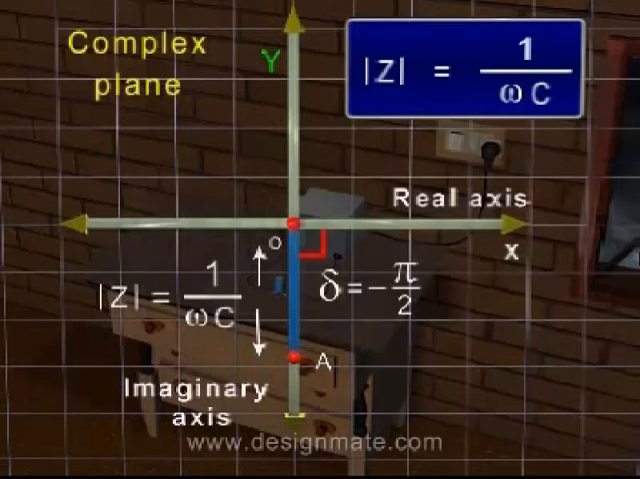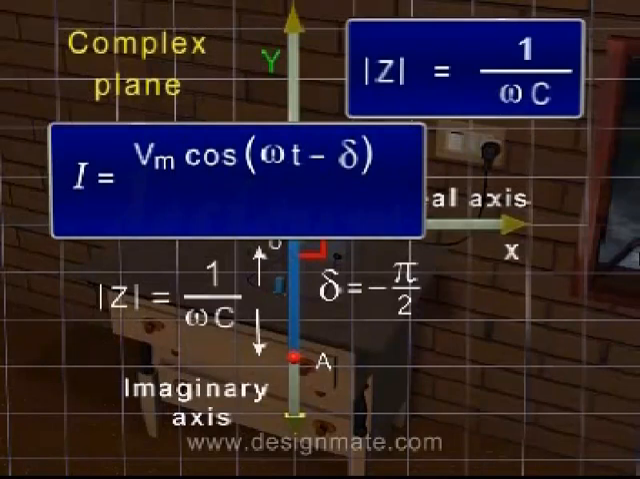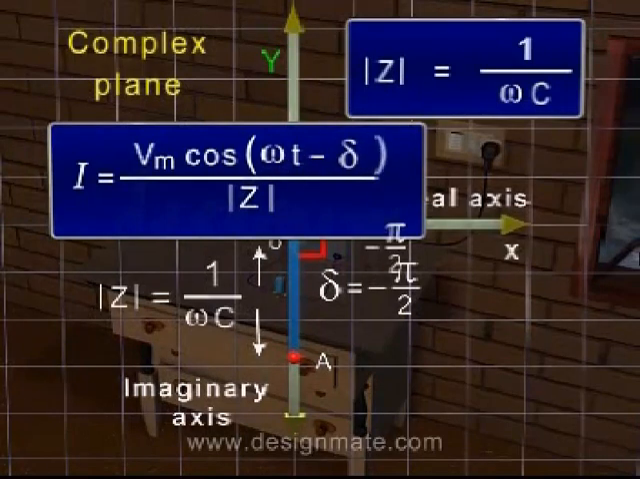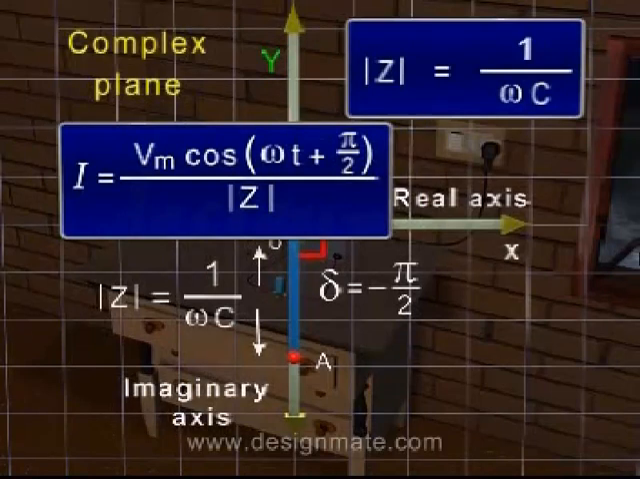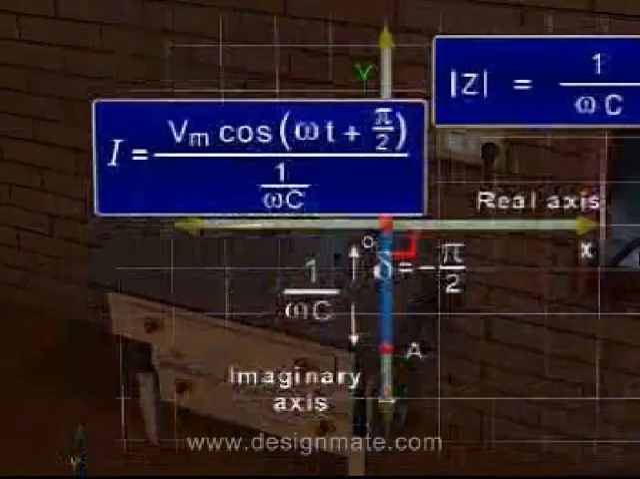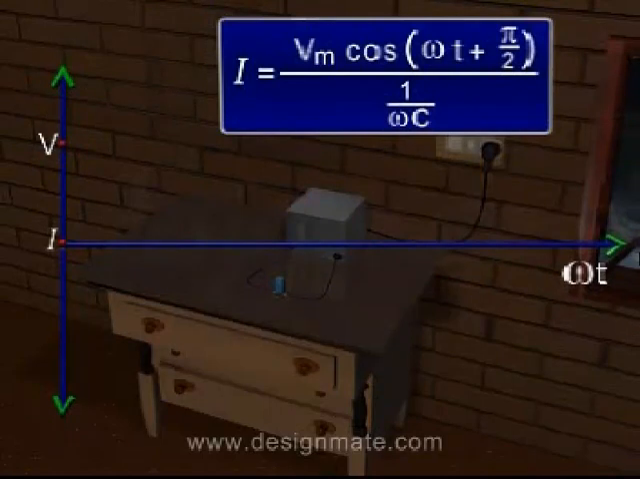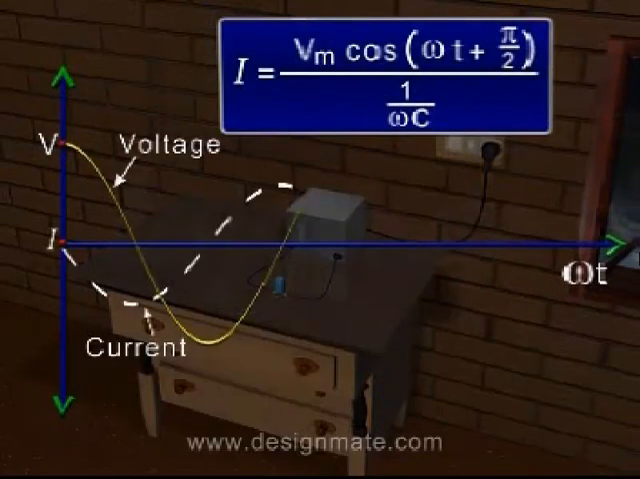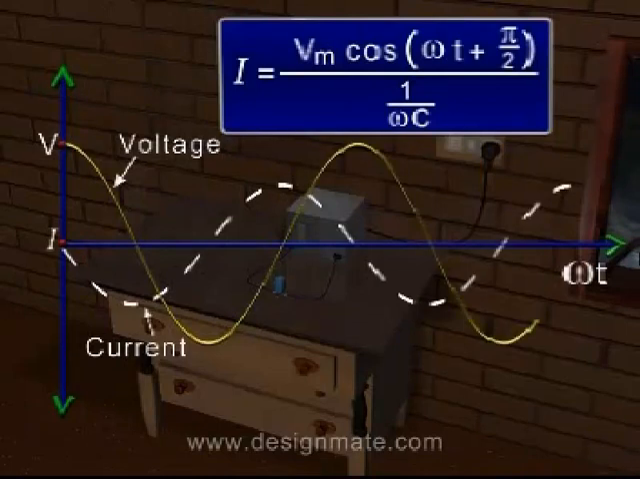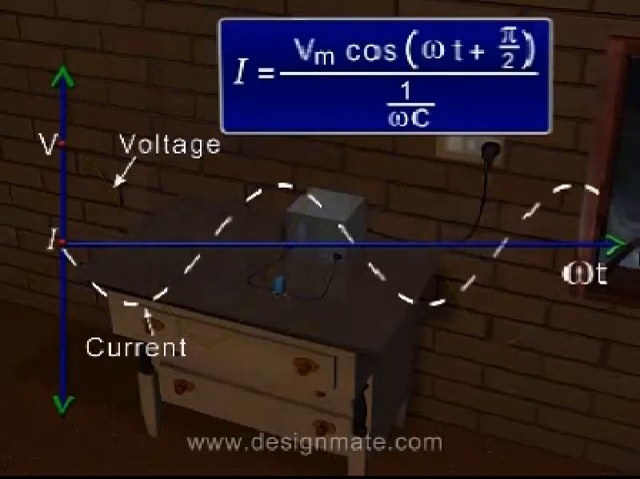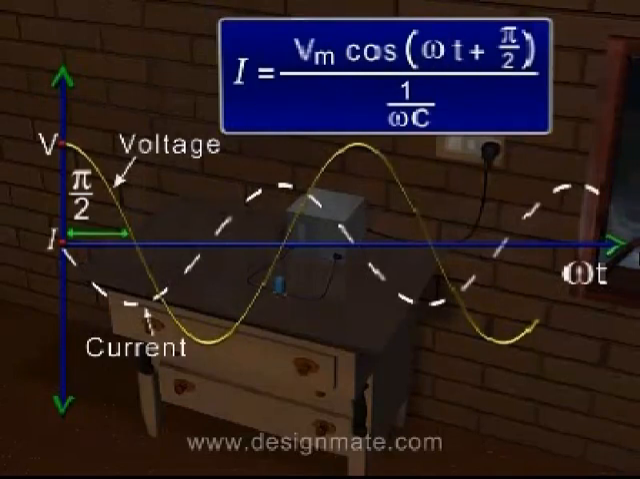Hence, the current and the voltage are now related as I is equal to Vm cos(omega t minus delta) upon modulus Z. I is equal to Vm cos(omega t plus pi upon 2) upon 1 upon omega C. Thus, in an AC circuit having only a capacitive reactance, the current leads the voltage in phase by pi upon 2.